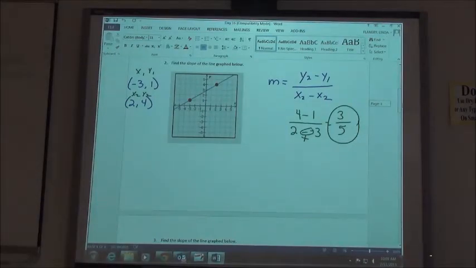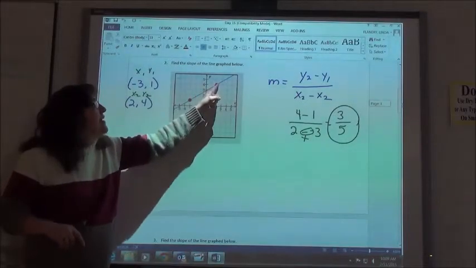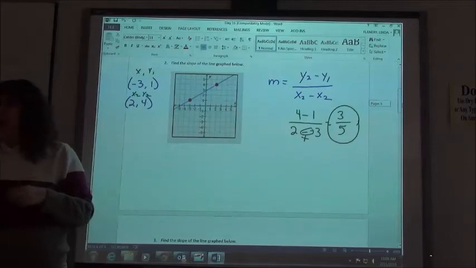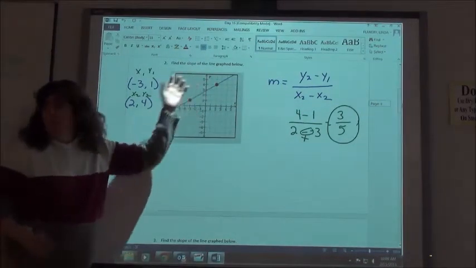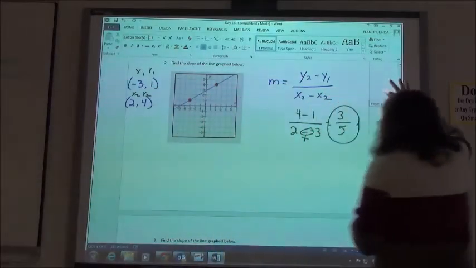Now, if you switch those 2 points around, you're still going to end up with the same answer. You just end up with a negative over a negative, because if I would have started with this point over here, I would have went down 3 and back 5, and the negative over a negative still gives me a positive slope. I like to always go from left to right, but if you want to switch them around, you can. It works. You get the same answer.